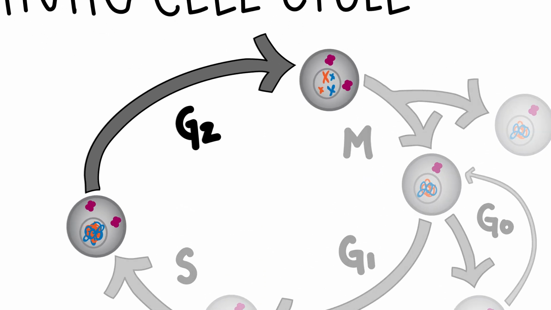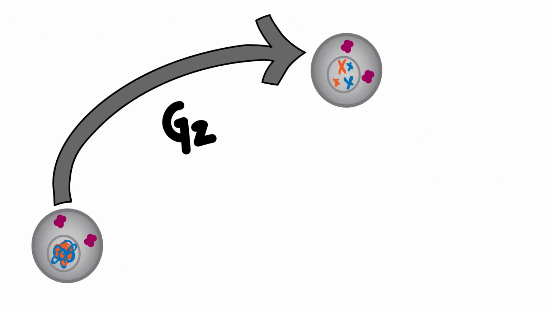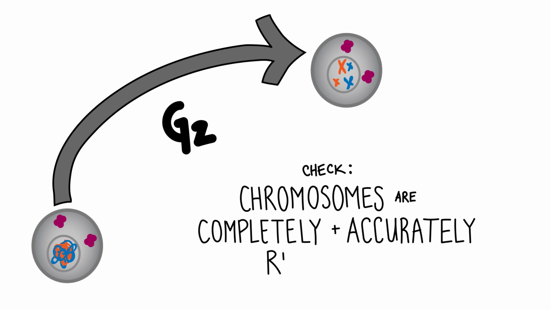G2 phase is a gap phase that allows the cell to prepare for M phase, during which the cell will divide in two. This preparation mainly includes verifying that S phase completed correctly and that the chromosomes were completely and accurately replicated, with no need for DNA repair or further DNA replication.